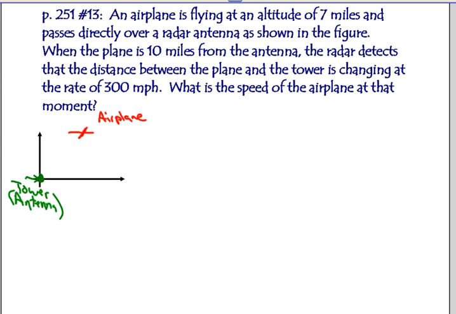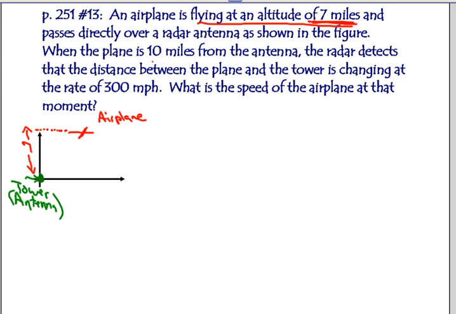Very important in this, the airplane is flying at an altitude of 7 miles. They don't mention anything about the plane going higher or lower in the air, so that 7 miles is a constant. When it flew over the tower, it was at 7 miles, and it's still at 7 miles. So I can label that 7 miles in my picture. I don't need a variable for that. Throughout the whole problem, we're assuming the plane is flying at 7 miles, because nothing indicates that altitude is going to change.